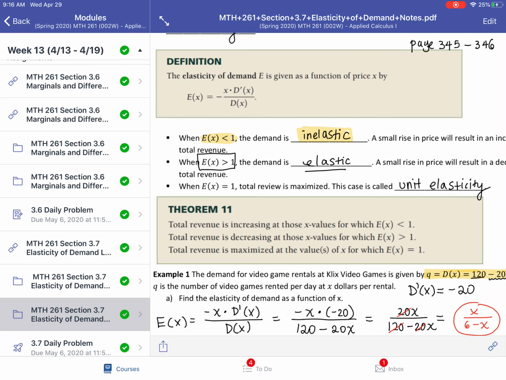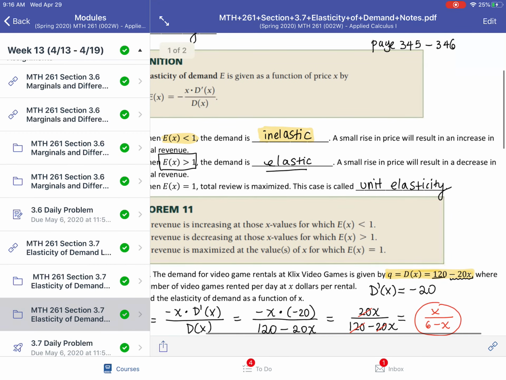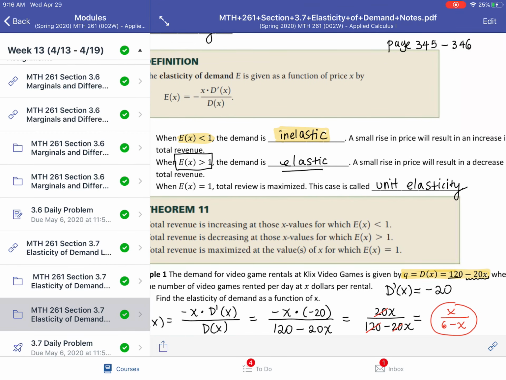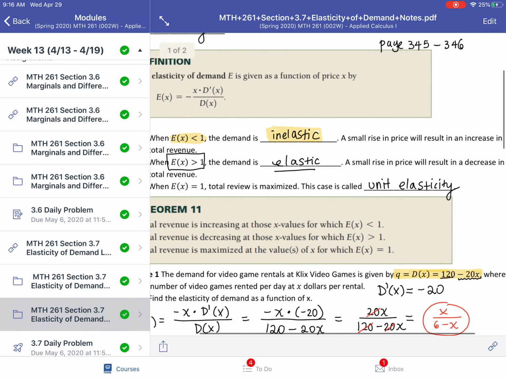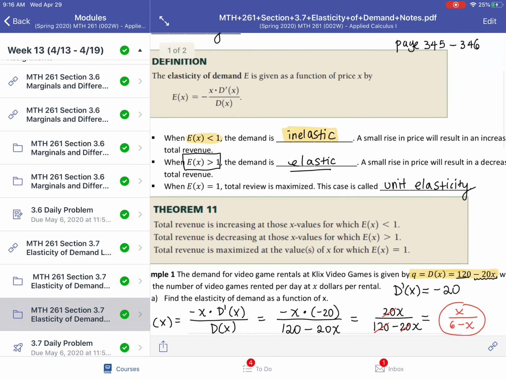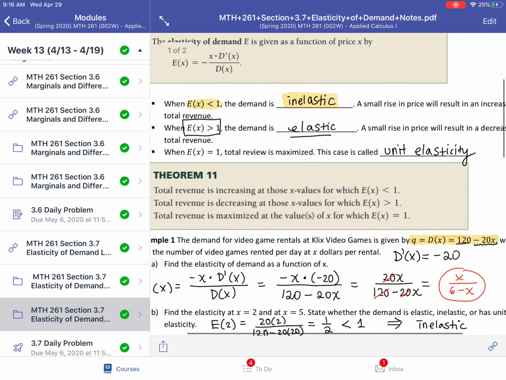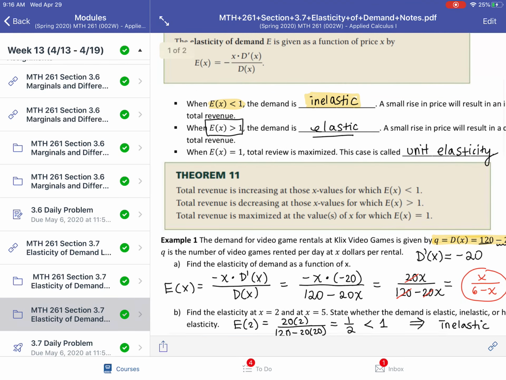And then, remember, you took a short quiz on Canvas for me after learning this lesson. When that elasticity comes out to be less than 1, we say it is inelastic. What that means is that if you raise the price a little bit, it's going to increase the total revenue, okay? If the elasticity comes out greater than 1, we say it is elastic, and a small rise in price will result in a decrease in total revenue. Now, what if it's equal to 1? Then the total revenue is already maximized, and that case is called unit elasticity.